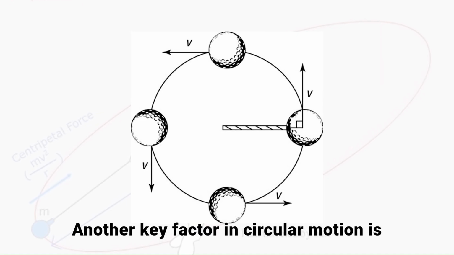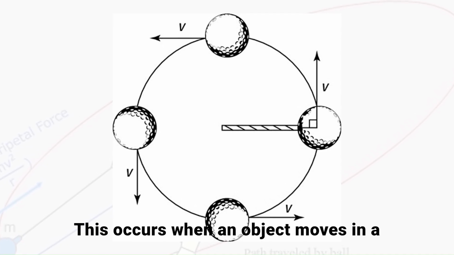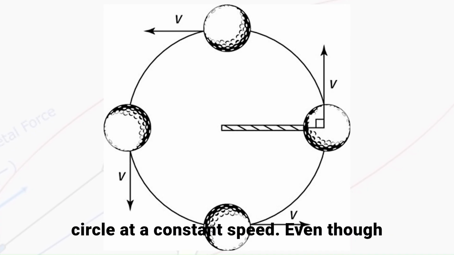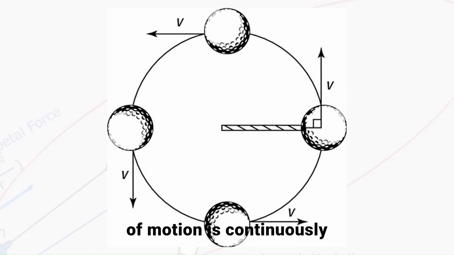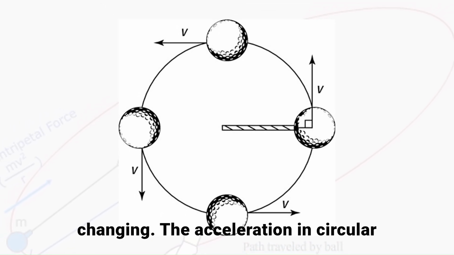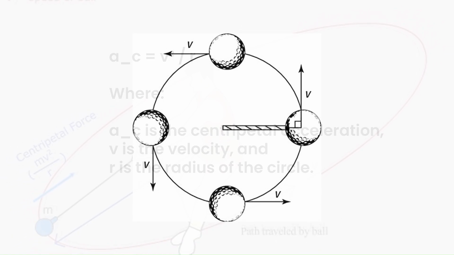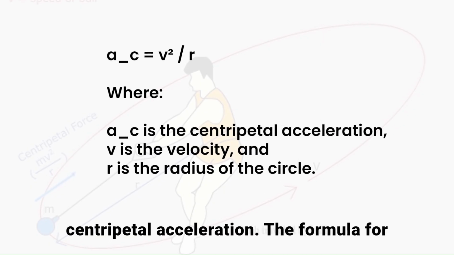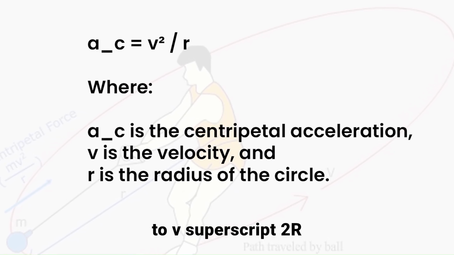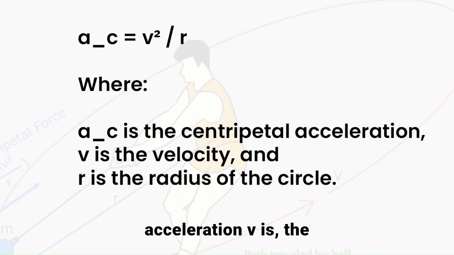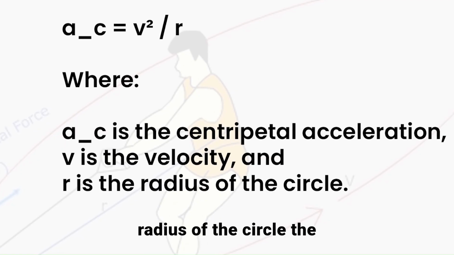Another key factor in circular motion is the concept of uniform circular motion. This occurs when an object moves in a circle at a constant speed. Even though the speed remains constant, the object is still accelerating because its direction of motion is continuously changing. The acceleration in circular motion is directed towards the center of the circle, and it is called centripetal acceleration. The formula for centripetal acceleration is A_c = v²/r, where A_c is the centripetal acceleration, v is the velocity, and r is the radius of the circle.